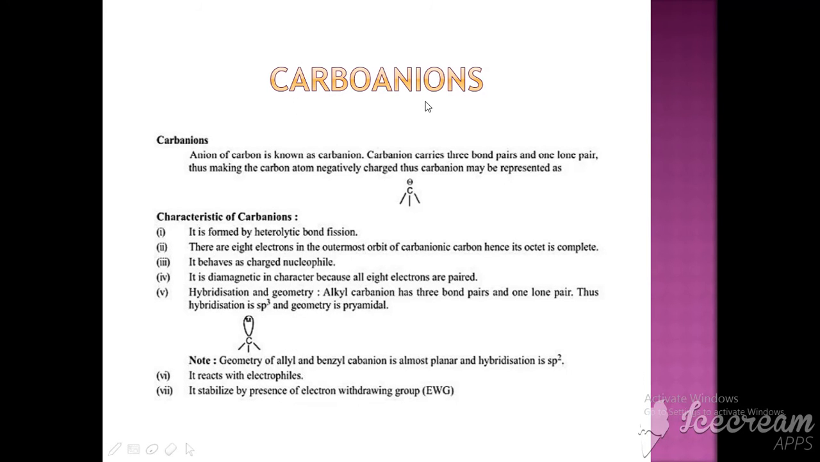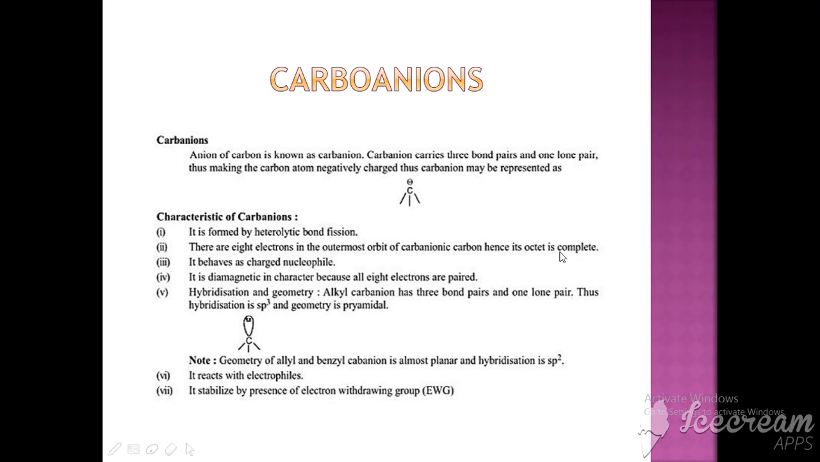Now we are going to study carbanion. Anion of carbon is known as carbanion. Carbanion carries 3 bonds and 1 lone pair because it has taken the electron pair from the other atom. It is formed by heterolytic bond fission. It is very clear that it has 8 electrons because 2 electrons are borrowed. It behaves as a nucleophile.